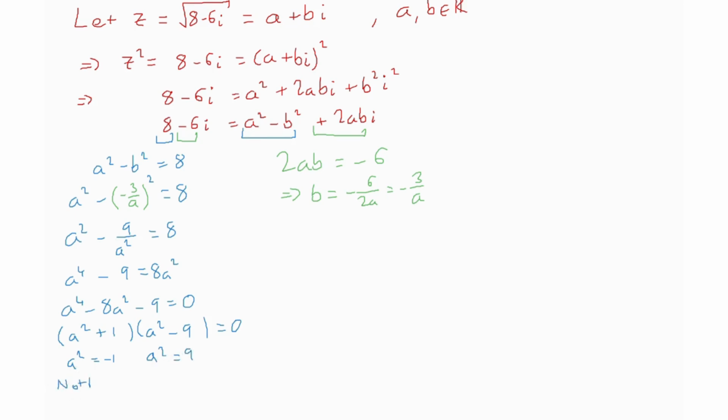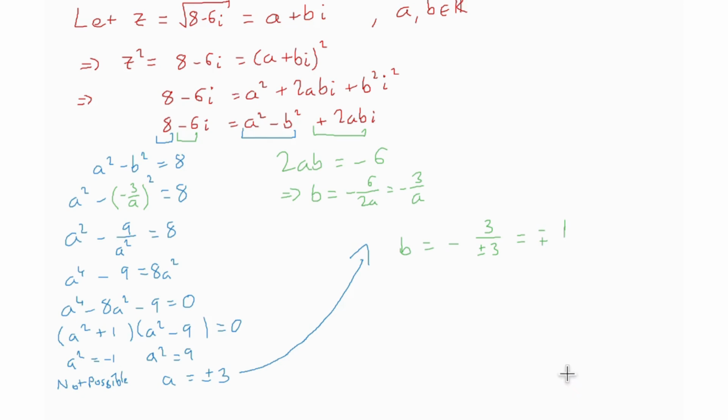This one is not possible. And the reason this is not possible is that a is a real number. So that means a is equal to plus or minus 3. But now that we know a, we can substitute that back into here. And that's going to give us b is equal to -3 over plus or minus 3. Which means b is equal to -3 over 3, which would be -1. Or -3 over -3 would be +1.